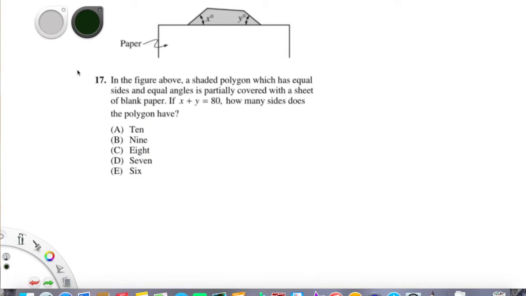So this question reads, in the figure above, a shaded polygon which has equal sides and equal angles is partially covered with a sheet of blank paper. If x plus y equals 80, how many sides does the polygon have?